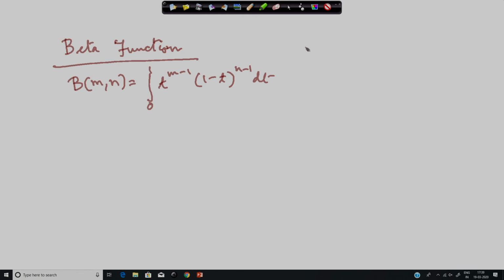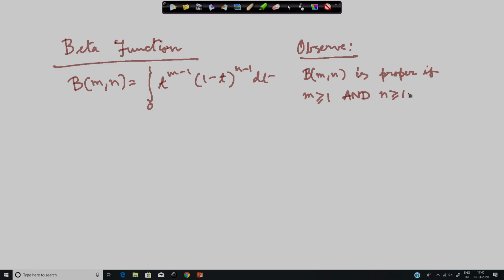So, you observe that the beta function is proper if m is greater than or equal to 1 and n is greater than or equal to 1. This is proper if both m and n are greater than or equal to 1, but if both of them are less than 1, then two types of improperness will be involved, type 3 and type 4.